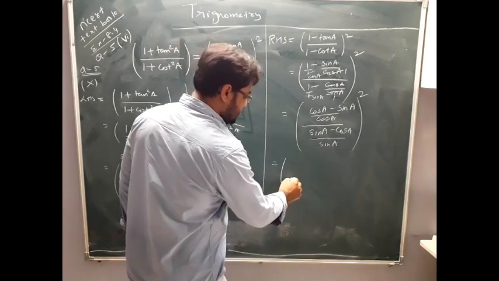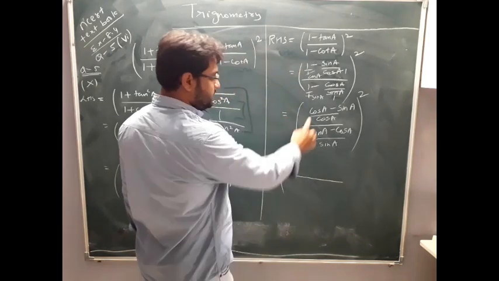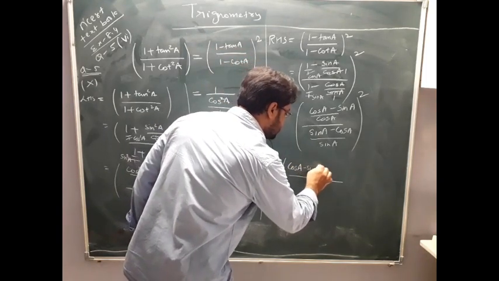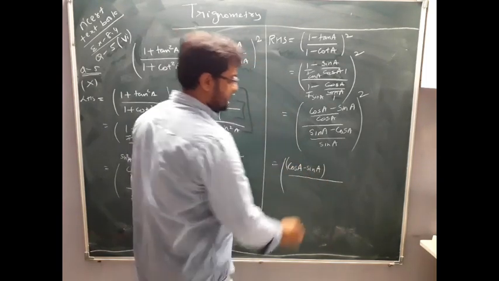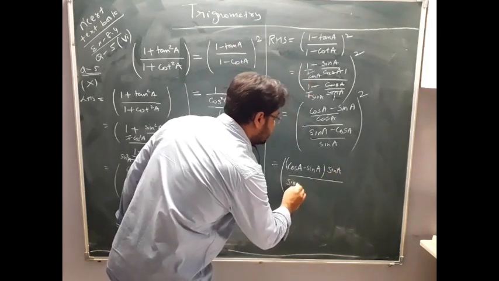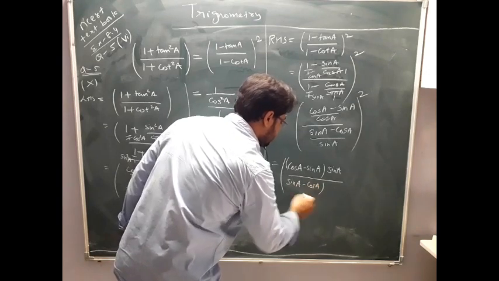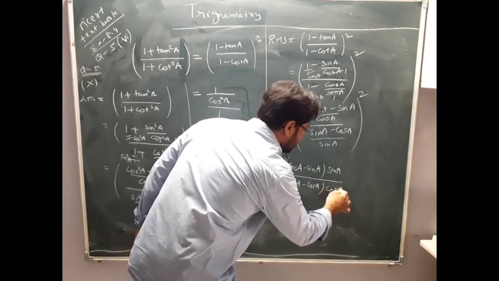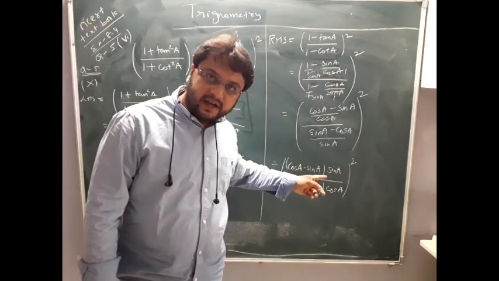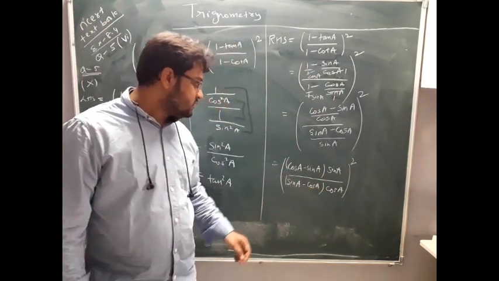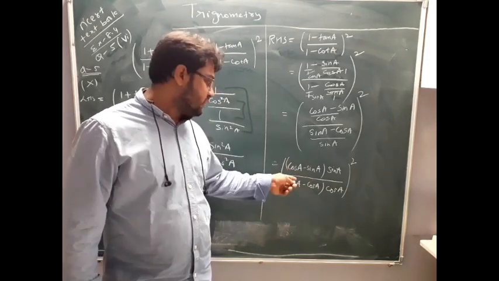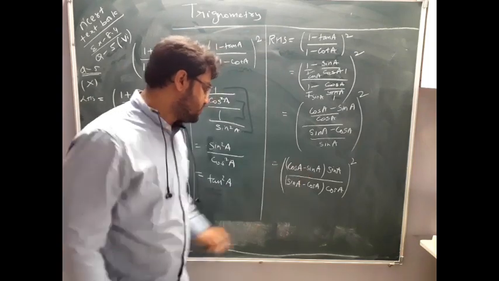Long line, first, last, second term. So long line, first and last multiplication. So cos A minus sin A, this is all one term, multiplied by sin A. Here sin A minus cos A, multiplied by cos A. The whole square. Now see here cos A minus sin A, and here sin A minus cos A. So I cannot cut, because here it is cos A minus sin A and sin A minus cos A. So what I will do, I will take minus common from this portion.